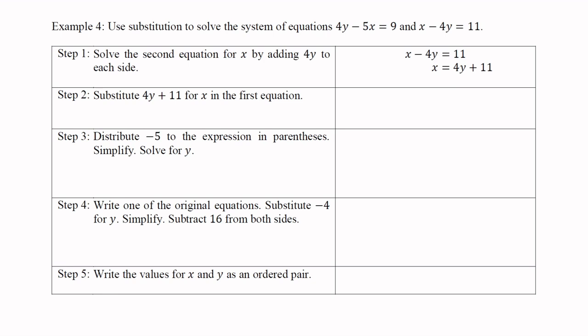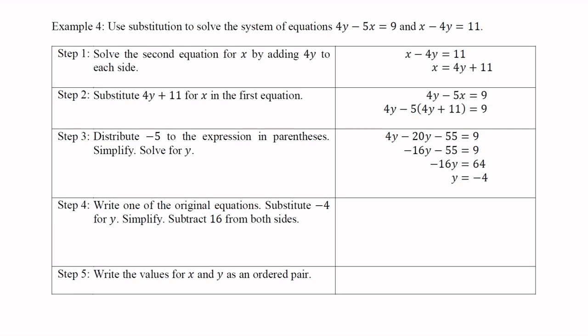Now when we plug this expression for x into the first equation, you notice that when we put it in for x, we're going to have to distribute the -5. So we'll distribute the -5 to the expression in parentheses. So -5 times 4y gives us -20y. -5 times 11 gives us -55. Combine like terms. So 4y minus 20y gives us -16y. Add 55 to each side, which gives us 64 on the right, and then divide each side by -16, which gives us y equals -4.